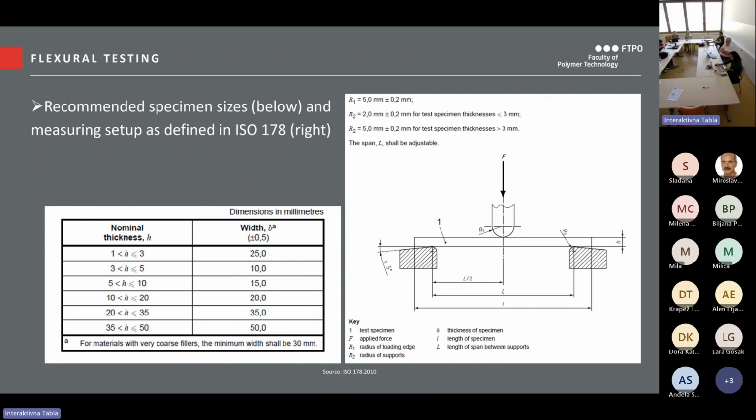In ISO 178, we have specimen size recommendations and actually measuring setup recommendations. We will use a sample with thickness of 4 millimeters, width of 10 millimeters, and length of 80 millimeters. The sample cross sections are very important so that we can set proper speeds for the testing.